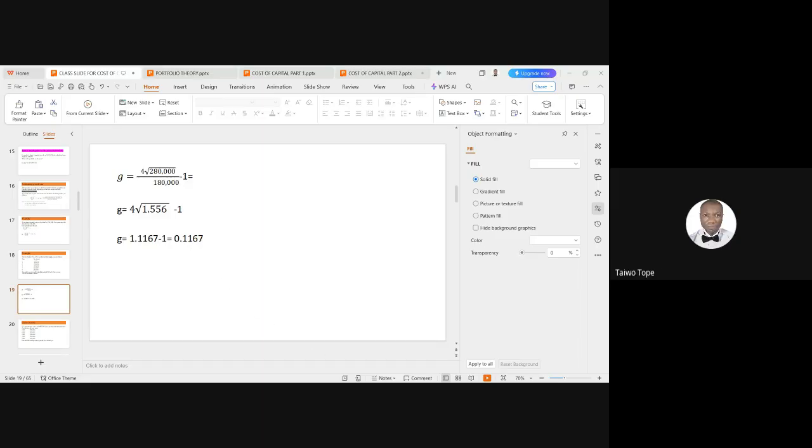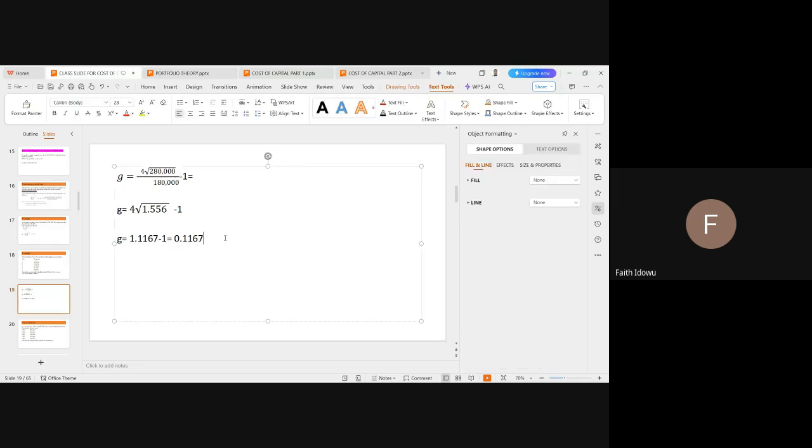So the result will be what? 0.116. Somebody's getting 11%. 1.67, right? 0.1168, 89, it's immaterial, 11.69, 11.6 approximately. So the growth rate is what? 11.7%. Approximately 12%. Yeah.